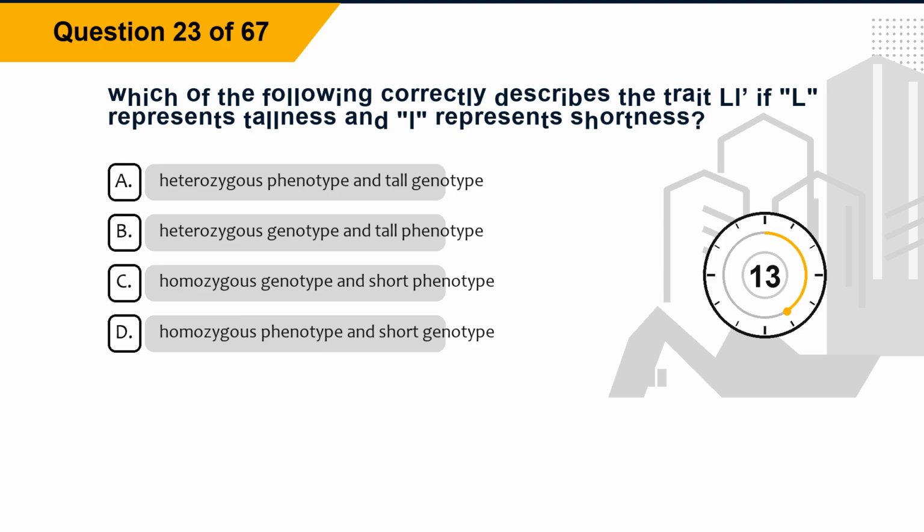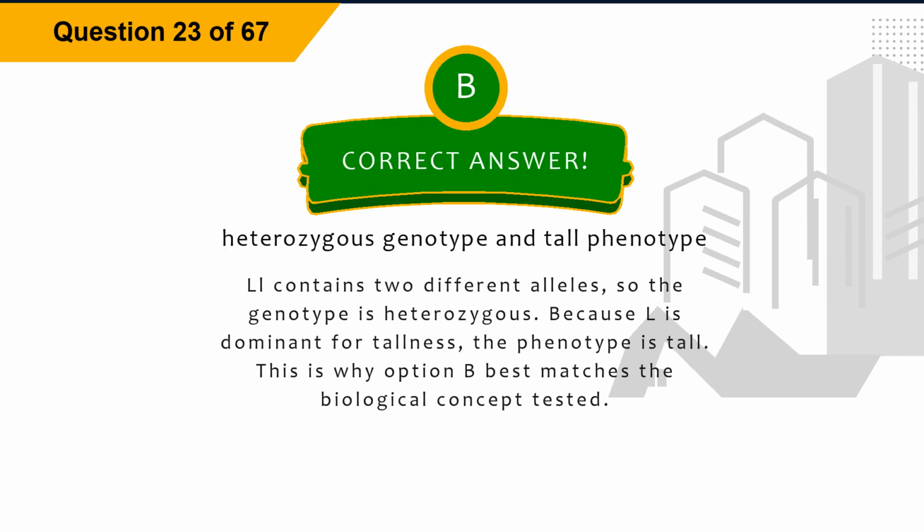Option A. Heterozygous phenotype and tall genotype. Option B. Heterozygous genotype and tall phenotype. Option C. Homozygous genotype and short phenotype. Option D. Homozygous phenotype and short genotype. The correct answer is option B. Heterozygous genotype and tall phenotype.